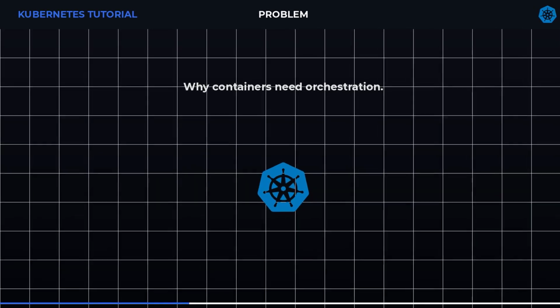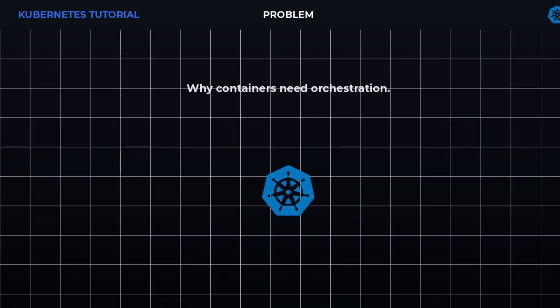Running containers on their own quickly becomes chaotic as you scale. Without a central control plane, you can't reliably manage placement, scaling, or health of your services. Kubernetes solves these challenges by providing automated orchestration, self-healing, and declarative management.